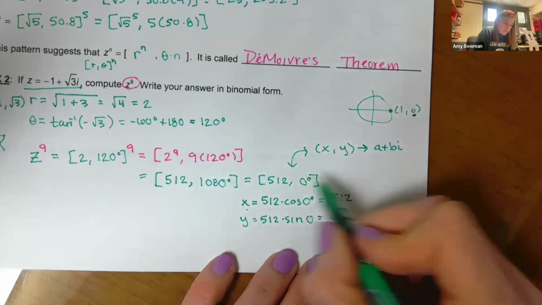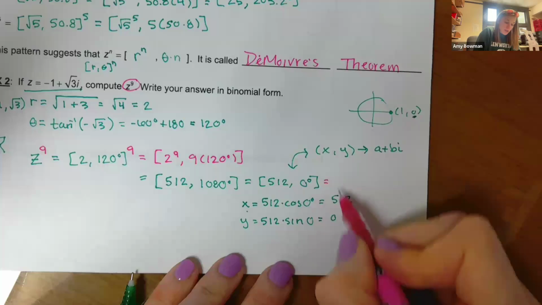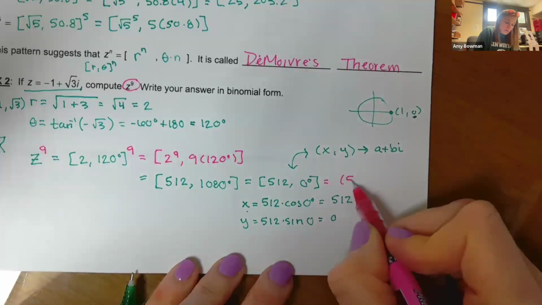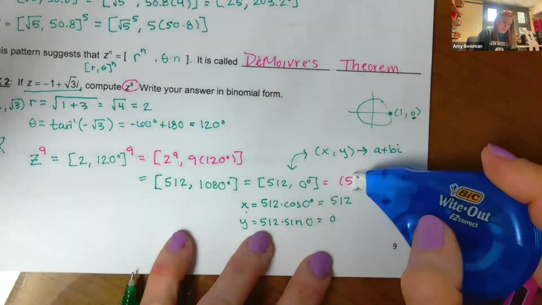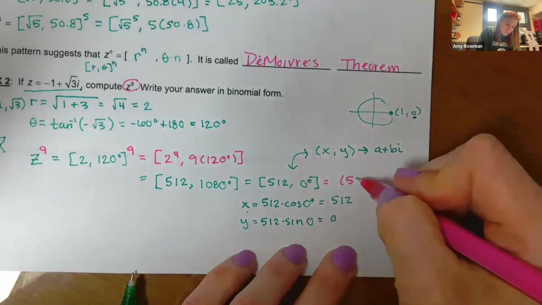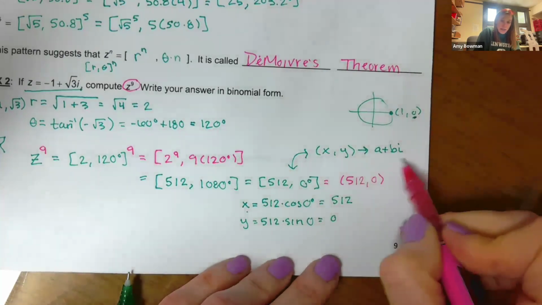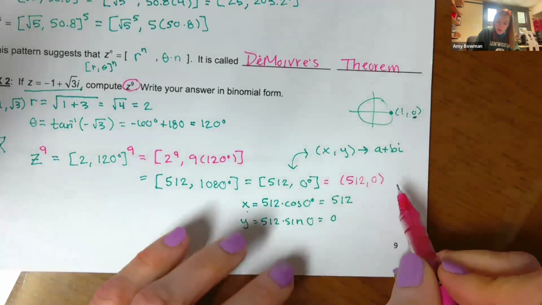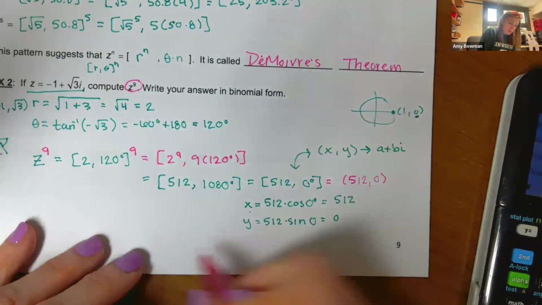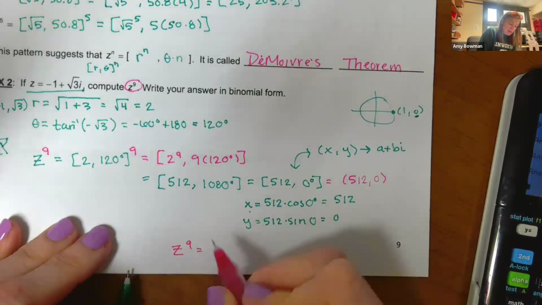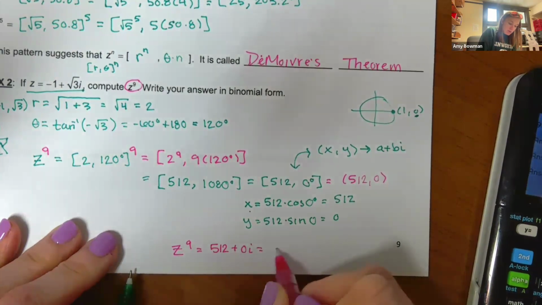So this was our z to the 9, which in rectangular form is 512, comma 0. Which means in a plus bi, so binomial form, it would just be 512 plus 0i. So I'm going to write z to the 9th is 512 plus 0i, which is really just 512.